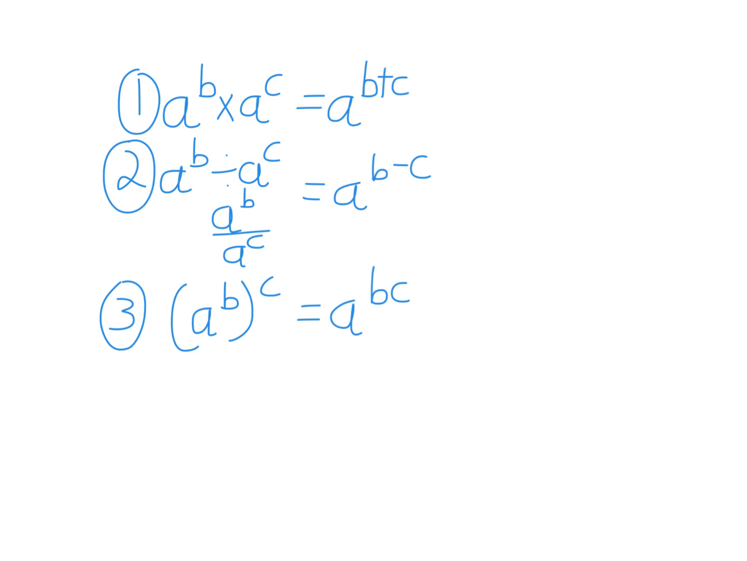The first law says that if you multiply the bases, you add the indices. The second law says if you divide the bases, you subtract the indices or powers. Remember, division can be written like this or this. And then the third index law says if you have a power to another power, keep the same base and multiply the powers.